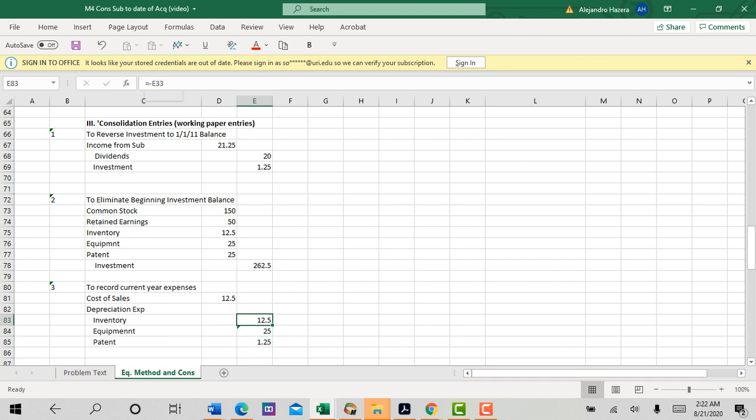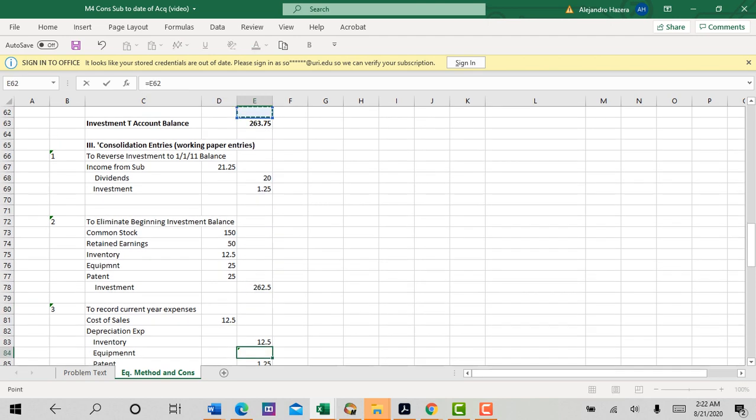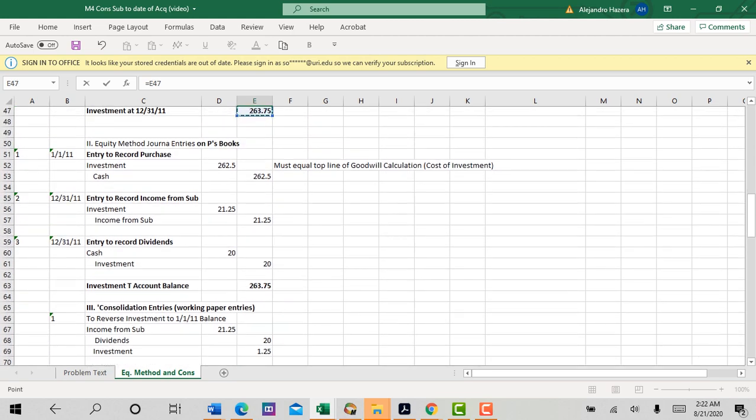Okay, so 12.5 is our excess cost of goods sold. That's what we wrote down inventory by because it was sold, and then we depreciate. Wait a minute here. I got to make sure this is the right number. We're going to depreciate 5.